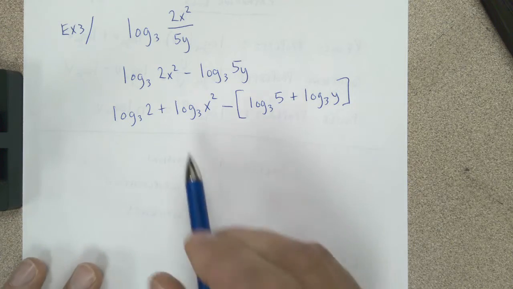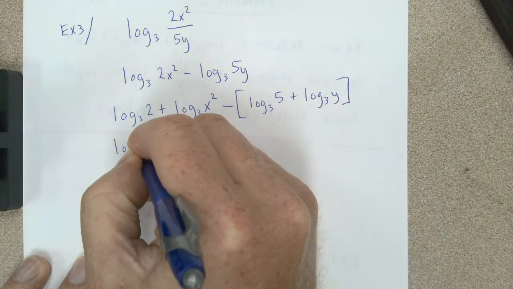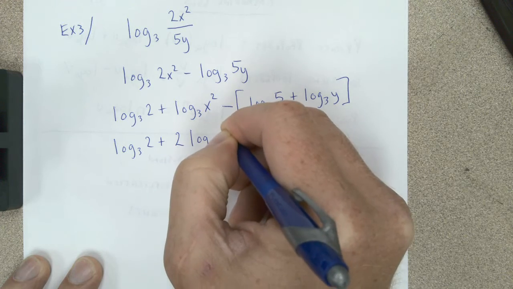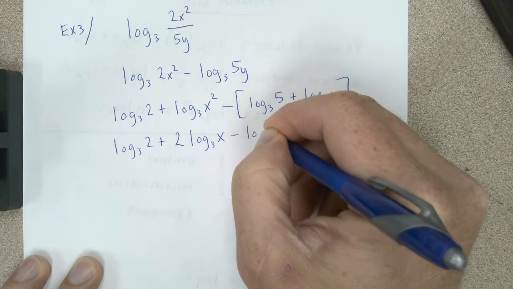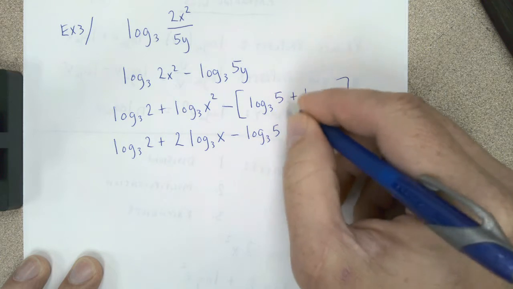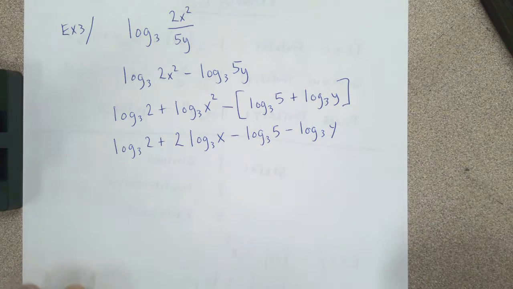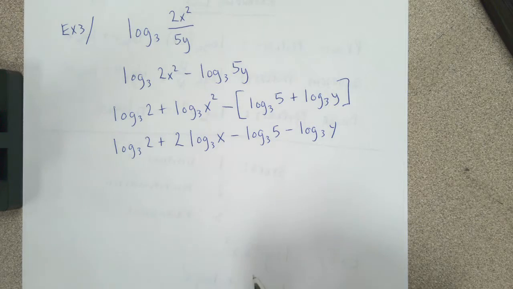Now I can go ahead, I'm going to do two steps in one. I'm going to go ahead and get rid of my exponent, so this becomes log base 3 of 2 plus 2 log base 3 of x minus log base 3 of 5, and I have to distribute that negative because of the brackets, so minus log base 3 of y. So hopefully you followed that process there, but this would be my expanded answer for that one.